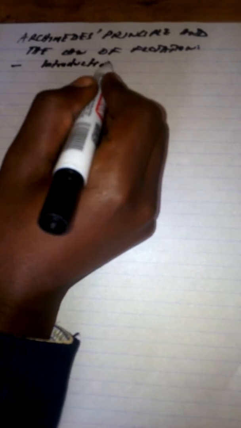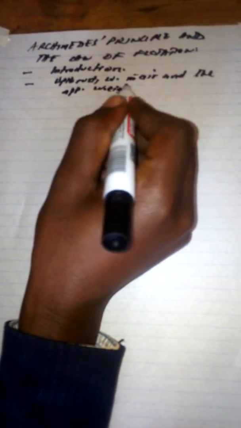So basically in this topic we will understand the following. We will understand the introduction to Archimedes principle and the law of flotation. We will understand the relationship between upthrust, weight in air, and the apparent weight. This is apparent weight.